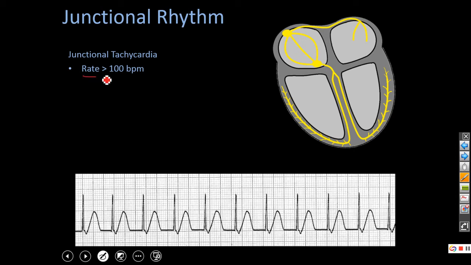Junctional tachycardia is just faster, greater than 100 beats per minute. In this example strip down here, you see these retrograde P waves that are just after the QRS complex.